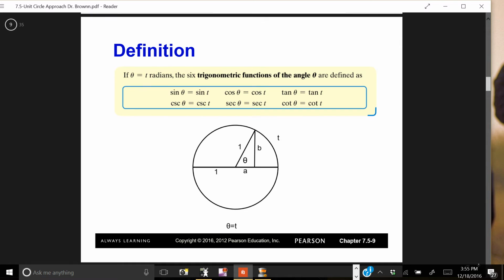Now, as we notice, if t is the arc length on the unit circle, that also corresponds to the angle theta. So theta equals t. And so we can simply say sine of theta is sine of t, cosine of theta is cosine of t, all the way through cotangent of theta is cotangent of t.